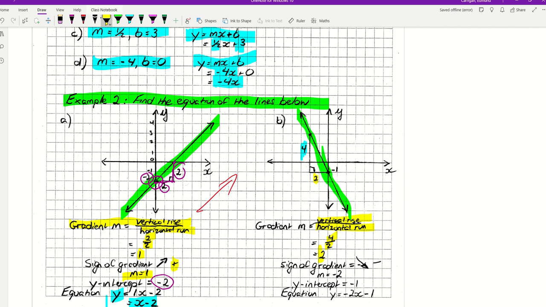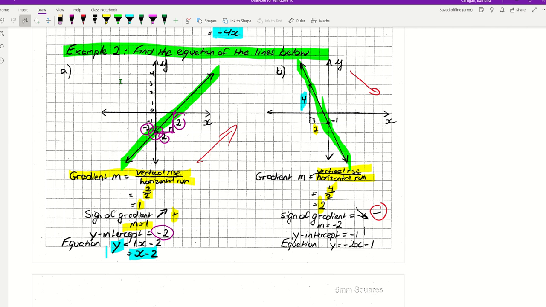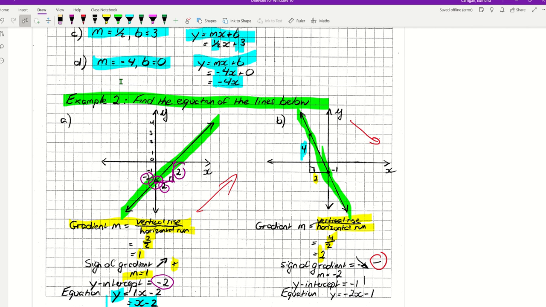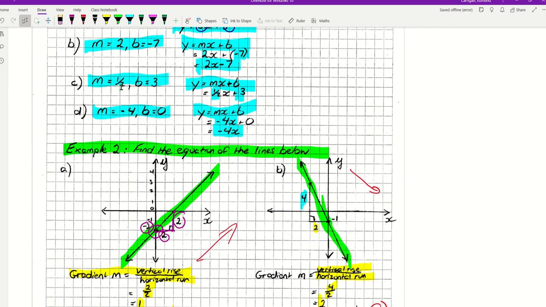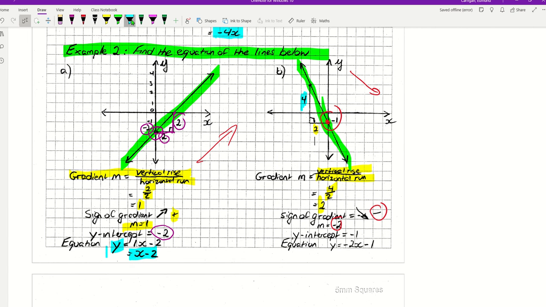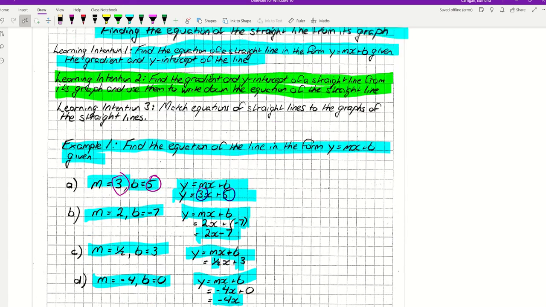Looking at the sign of my gradient this time, I can see it is going down, so it has a negative sign. My gradient is negative 2. Finally, looking for my y-intercept, where does this cross the y-axis? It crosses the y-axis here, at minus 1. b is minus 1. So now I've got the values of m and b, I just write my equation. y equals minus 2x minus 1. So that's our next learning intention.